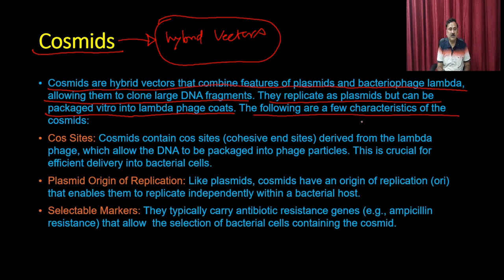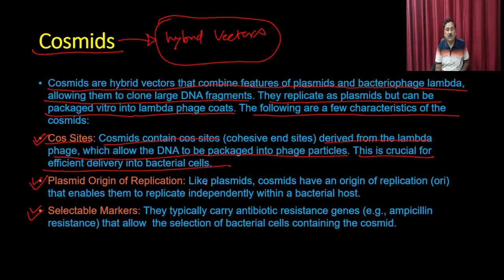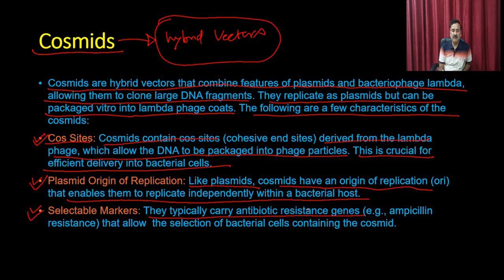The following are a few characteristics of the cosmids. They have the cos sites, they have the plasmid origin of replication, they have the selectable marker. So, cos sites: the cosmid contains the cos sites derived from the lambda phage, which allow the DNA to be packed into the phage particle. This is crucial for the efficient delivery into the bacterial cell. Then it also has the plasmid origin of replication. So, like plasmids, cosmids have an origin of replication that enables them to replicate independently within a bacterial host. Then you have a selectable marker. They typically carry antibiotic resistance genes such as ampicillin, and that allows the selection of bacterial cells containing the cosmids.